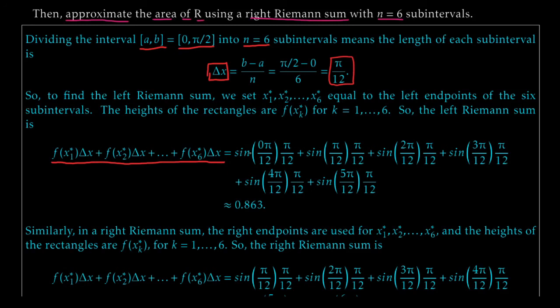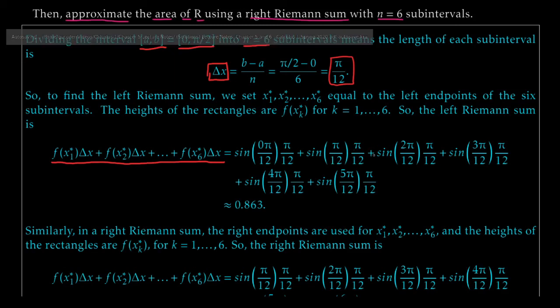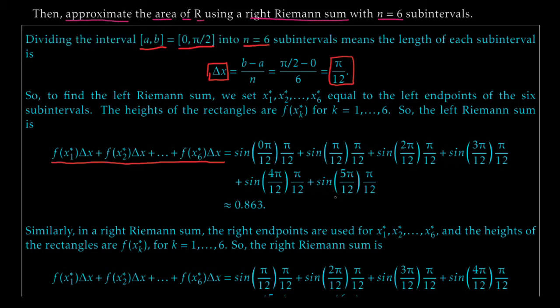So we start at sine of 0 pi over 12s times pi over 12, plus sine of 1 pi over 12 times pi over 12, plus sine of 2 pi over 12s times pi over 12, and on and on and on, all the way up to 5 pi over 12. So notice I'm just increasing by a pi over 12 every single time, and every single one of them is multiplied by a pi over 12. These are all just my delta x's, aren't they? It's just this guy right here.